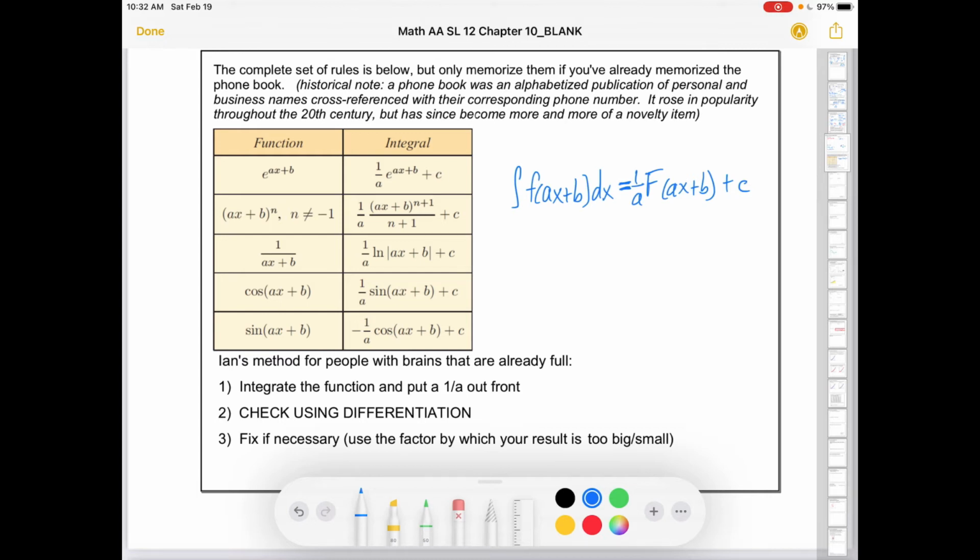Here's my method for people with brains that are already full. Integrate the function, put a 1 over a out front if you remember, check using differentiation, and if it's not quite right, if it's off by some factor, fix it if necessary. Use the factor by which your result is too big or too small. So we'll go through a few where we use this technique, but if we botch it, then we'll always be able to fix it up.